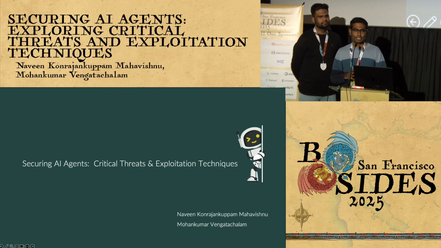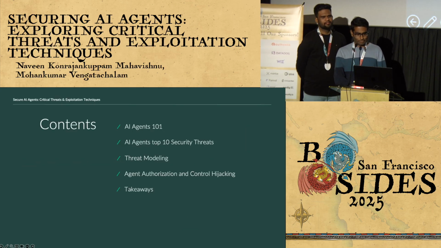Before we get into the talk, can I have a quick show of hands to see how many of your organizations have already started building AI agents? I would say like 40%. Yeah, amazing. Cool. Let's kick it off.